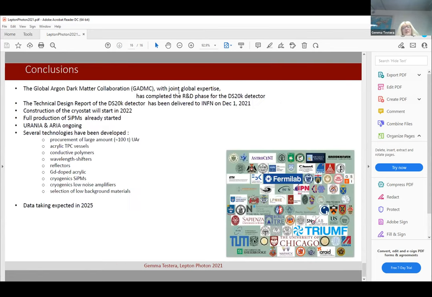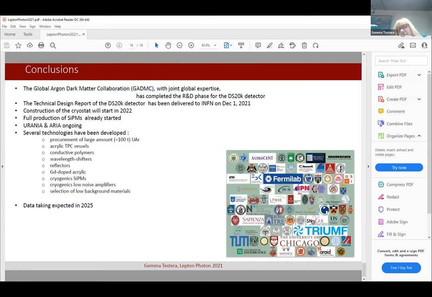So in conclusion, the Global Argon Dark Matter Collaboration has concluded the R&D phase for the construction of the DarkSide detector. We are entering into the construction phase. 2022 is really an important year in which the main part of the detector will start to be built. We have developed a long list of technologies that will be implemented into DarkSide-20k, and we are also studying how we can scale up to the larger argon detector. We expect the data taking in 2025, and it will last nominally for 10 years.